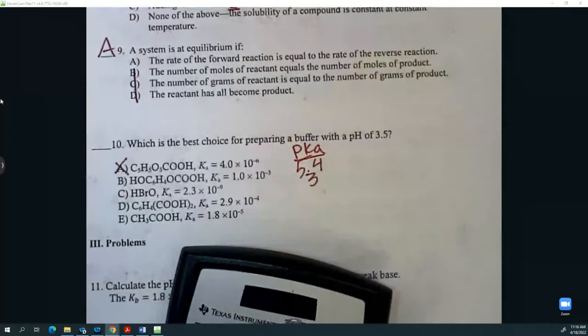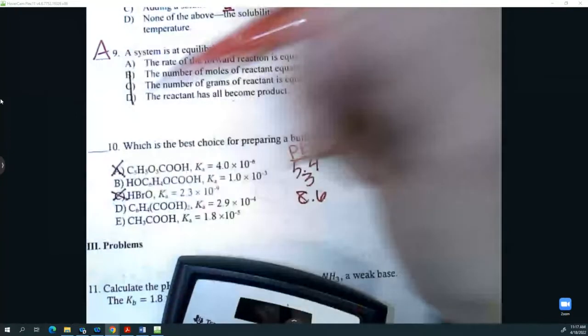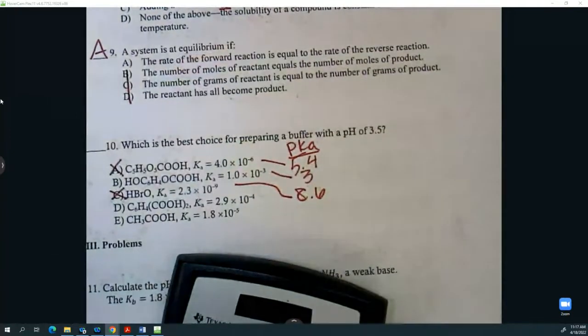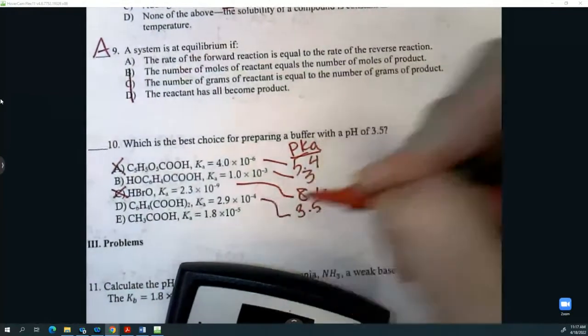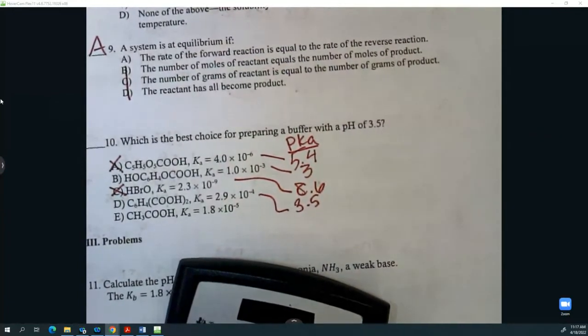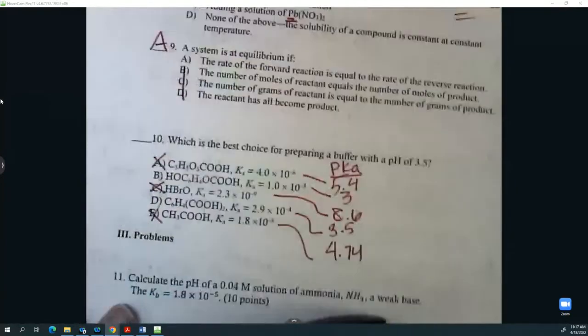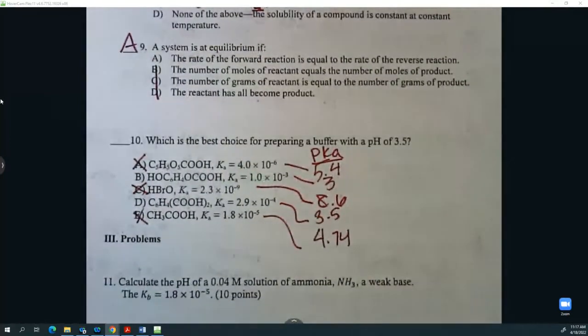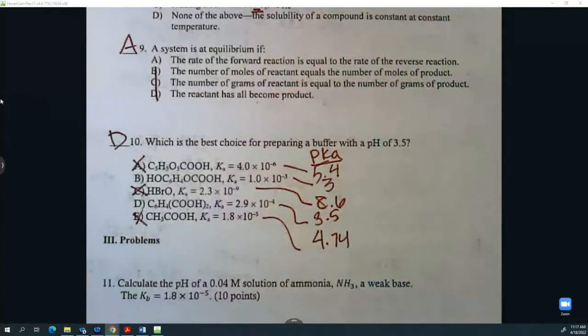3, that looks like it could be it. I'm not going to cross that off. There could be a better choice, who knows. 8.6. These aren't really lined up, but hopefully you get the idea. 3.5, that looks even better. 4.74. That's not good. So really either one, B or D, could be used, but the best choice would be the one with the pKa closest to the pH that you want. So I would pick D for that one. If I was allowed to pick two, I'd pick B and D.